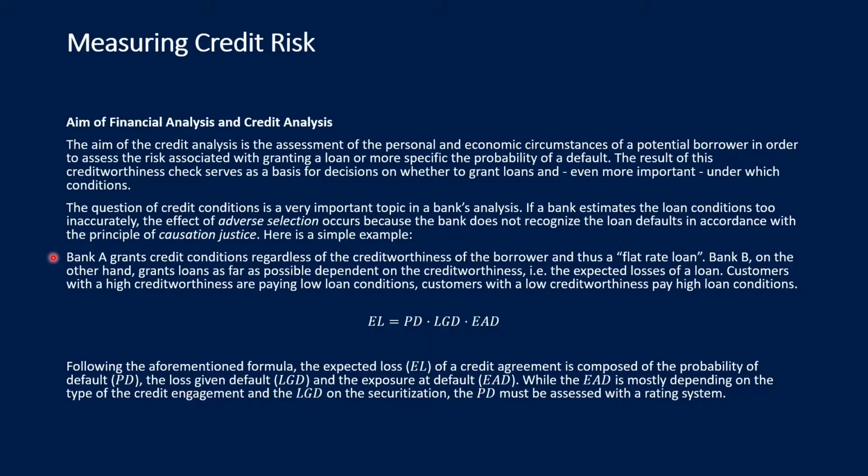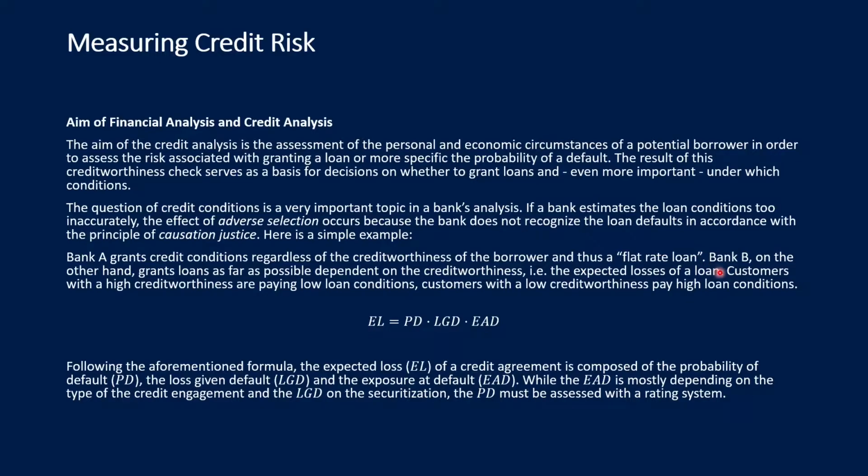Let us have Bank A. Bank A grants credit conditions regardless of the creditworthiness of the borrower, and thus a flat rate loan. Bank B, on the other hand, grants loans as far as possible dependent on the creditworthiness, i.e. the expected losses of a loan.